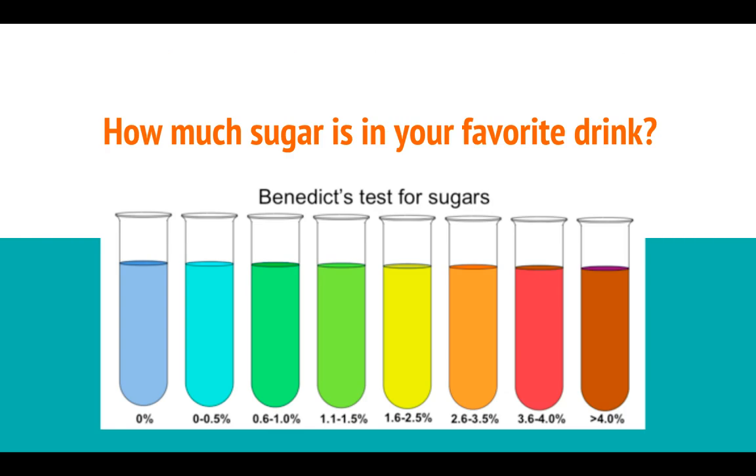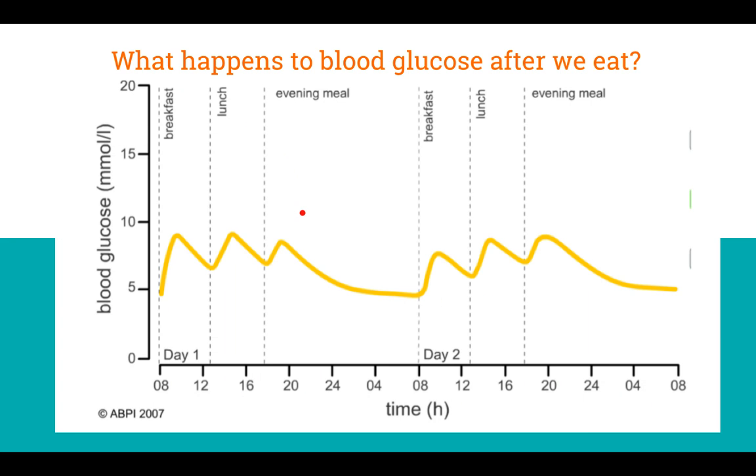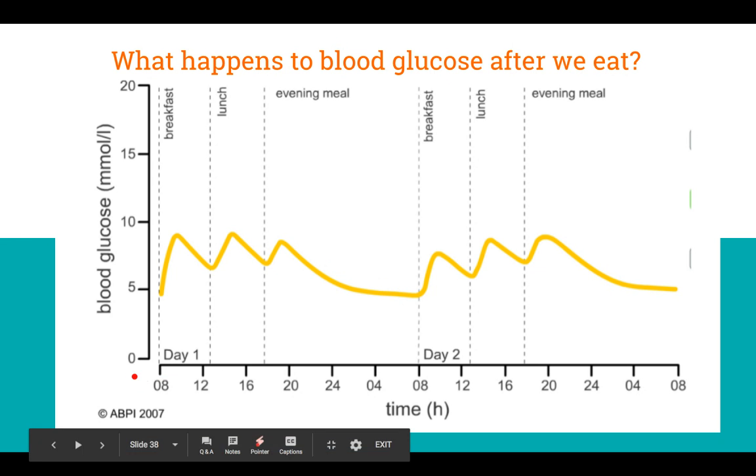We don't need to know too much about the details. We should know that Benedict's is how we test for sugar. We did that a couple of times this year. And this is a typical blood sugar graph of how your blood sugar changes throughout the day.